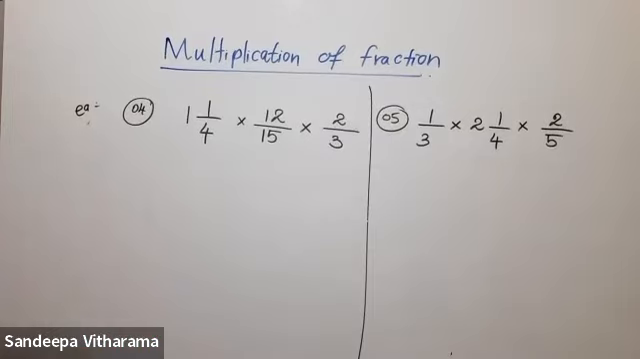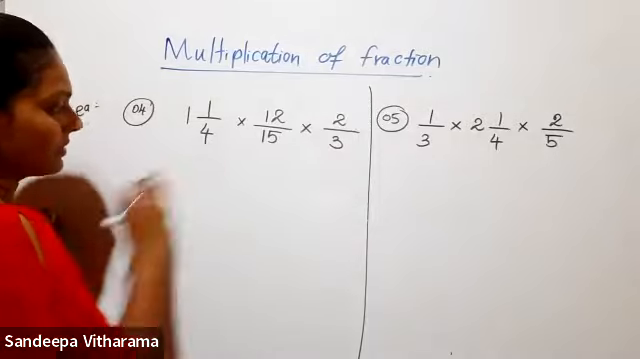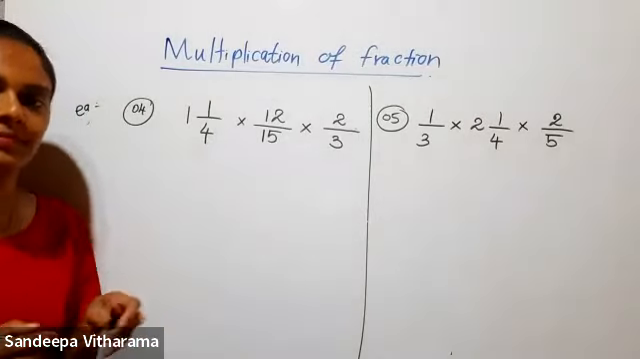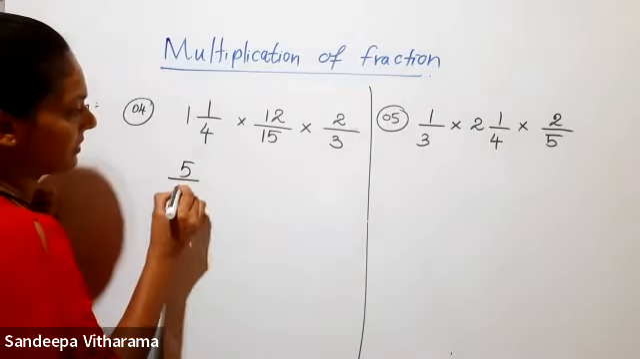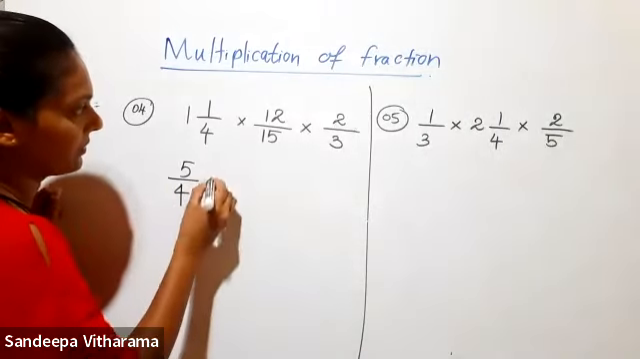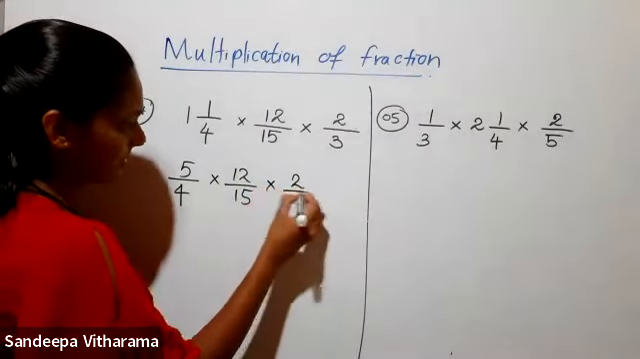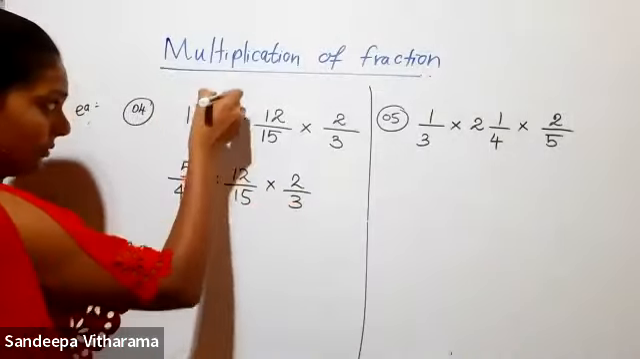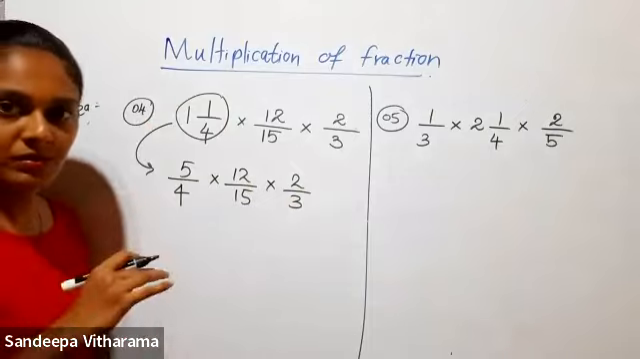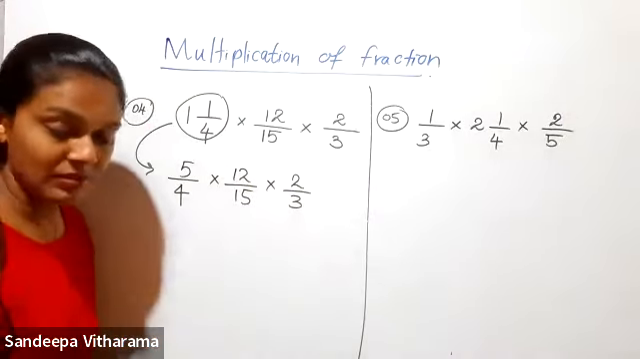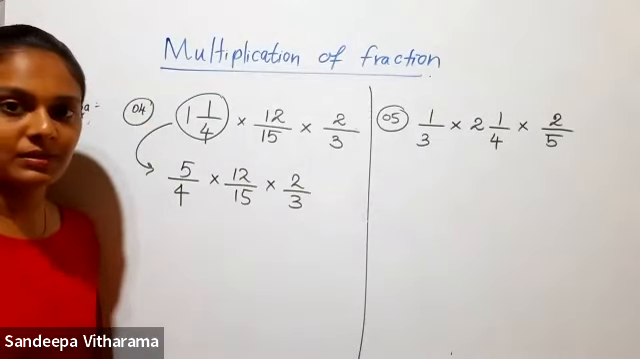Yes, what are the answers you get here? What is the answer you get here? 2/3. 5/4. Here 12/15. Here 2/3. Definitely you have to convert the mixed number into improper fraction. Don't start to solve the question without converting mixed number into improper fraction.